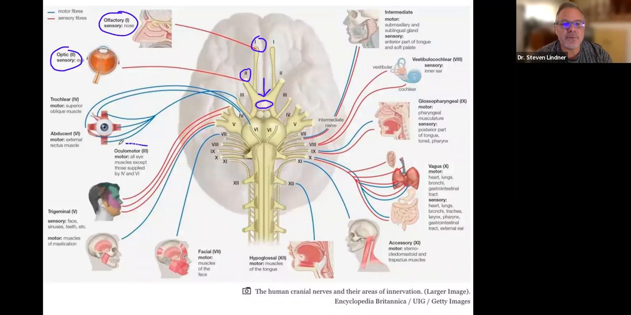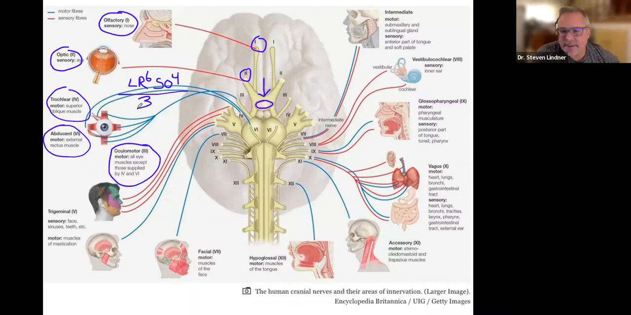Okay, cranial nerve 3 is the oculomotor. And you'll see that 3, 4, and 6 get grouped together because they're all responsible for moving the eye in different directions. Okay, and a little mnemonic to help you understand which cranial nerves go to which eye muscles. It is LR6, SO4, all over 3. So it's like a chemical equation.